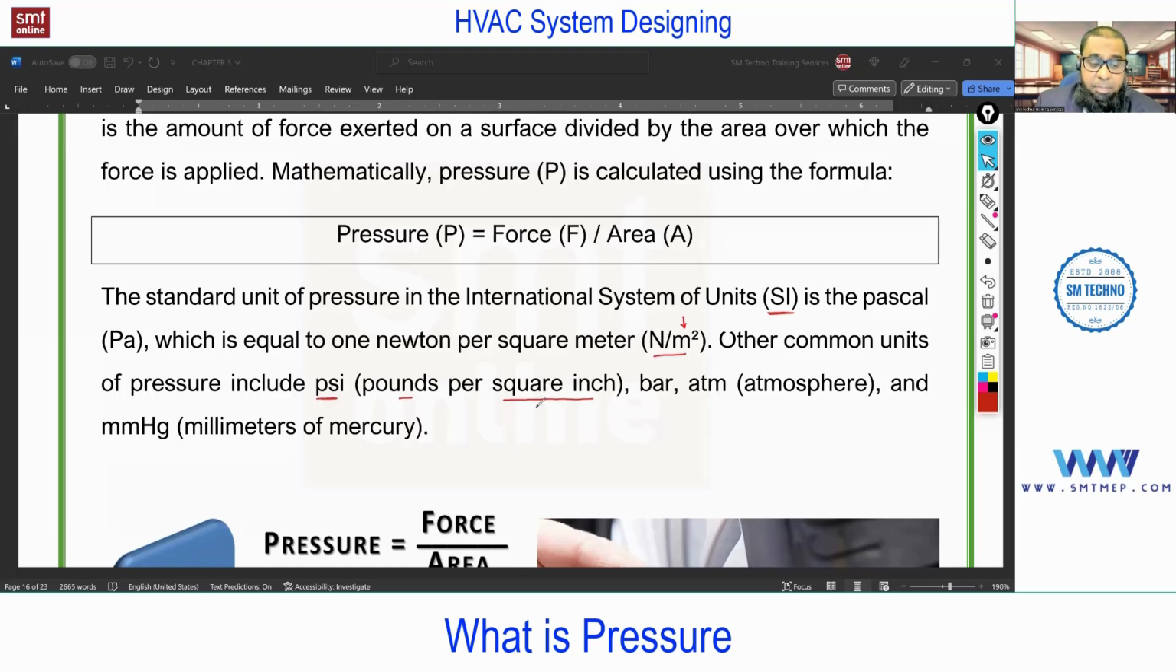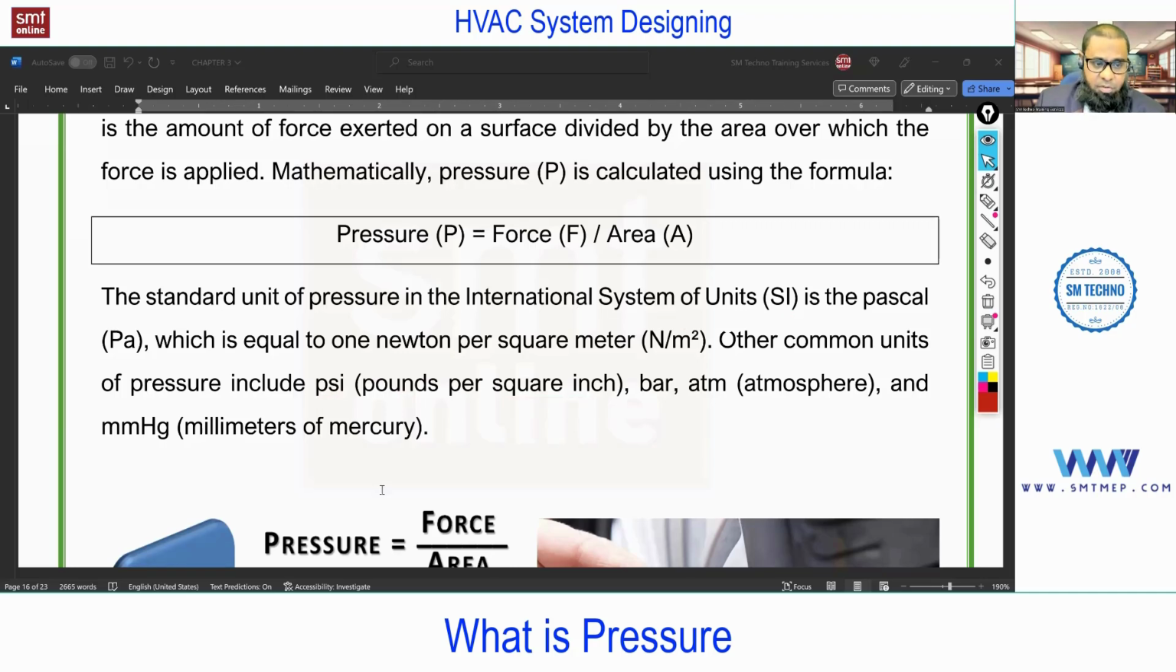Similarly, we can consider PSF, pounds per square feet, or Newton per mm square, Newton per meter square, or kg per centimeter square. So these are the different units for pressure. In all of these, you'll find this unit area, so this is important. Let me give you an example so that you can relate to this.